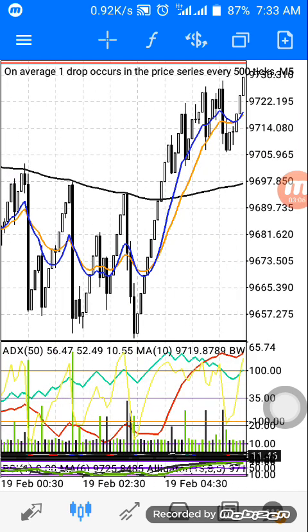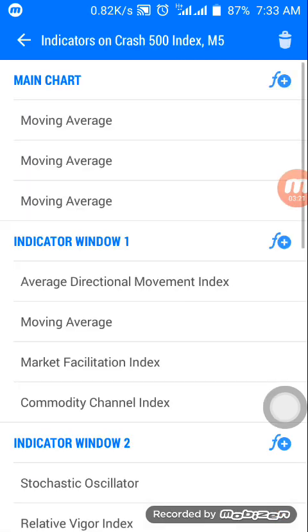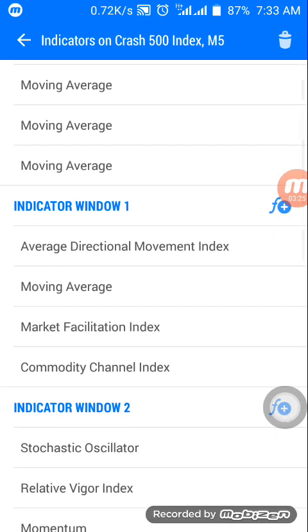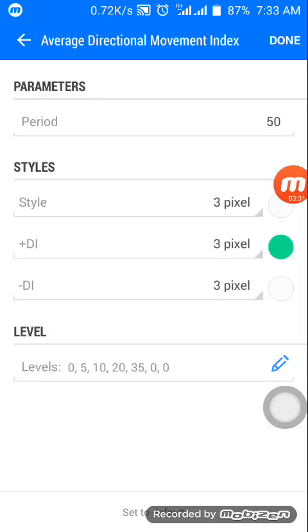All right, now how do we enter the market? First of all, let me show you the settings for the setup. Let us go to the settings. If you are new to this setup, click on the F button here. We are looking at the first indicator, the average directional movement index. Click on that and we'll have something like this.